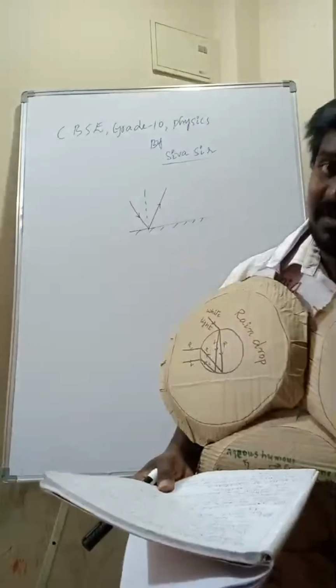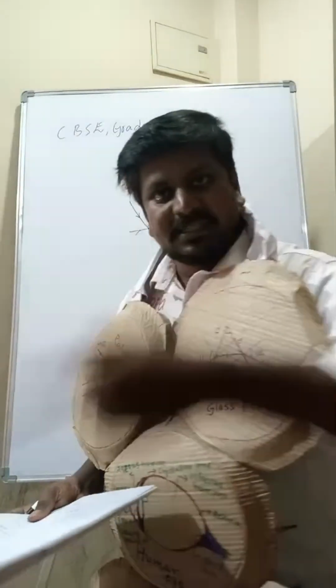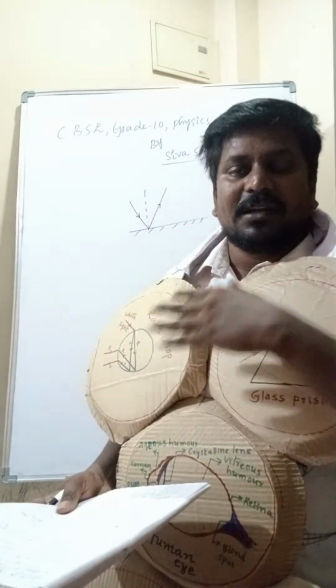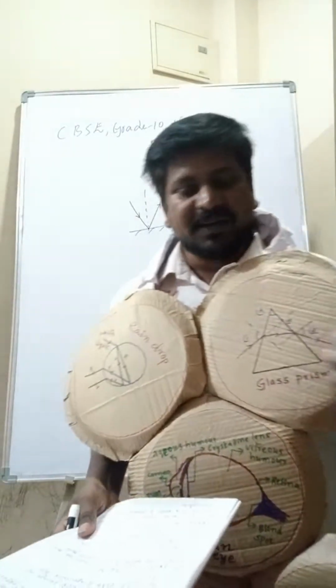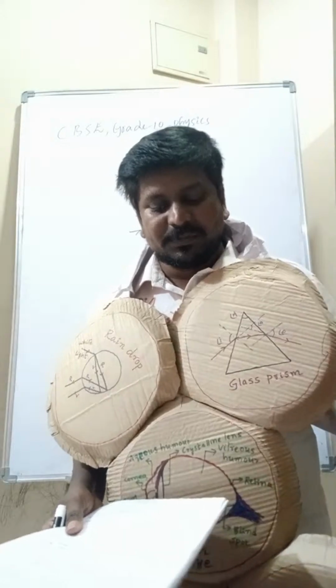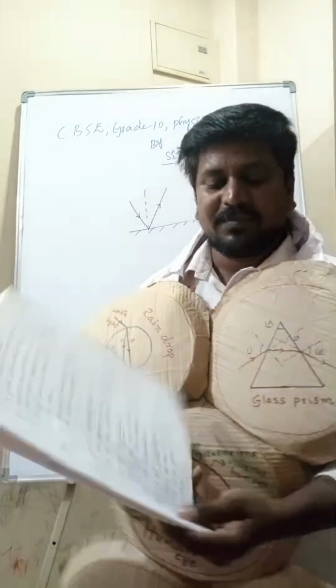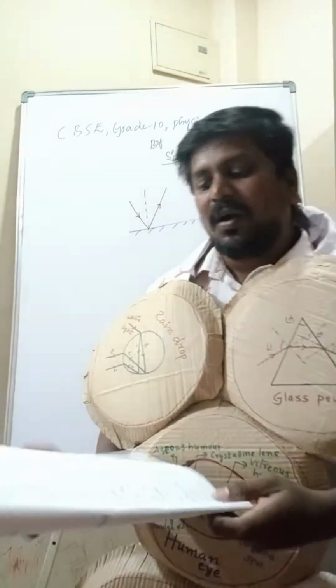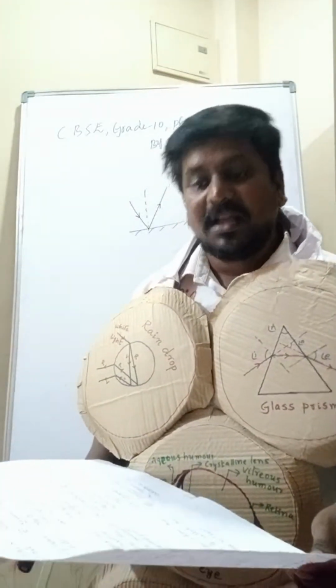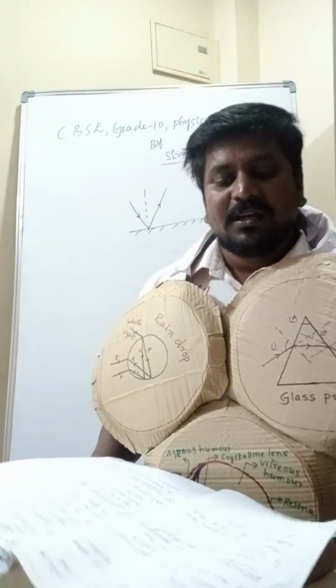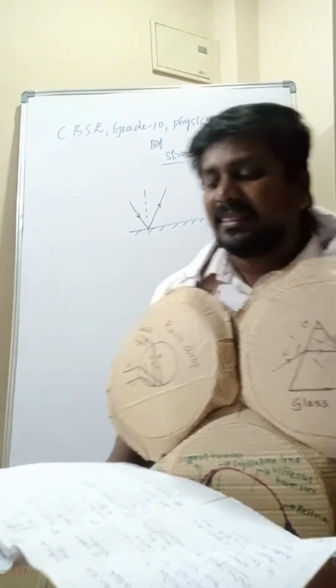So right side of the image, left side of the object appears to be right side of the image, right side of the object appears to be left side of the image. And terms related to spherical mirror: pole, center of curvature, radius of curvature, all highly important definitions, principal axis, aperture, principal focus, focal length.